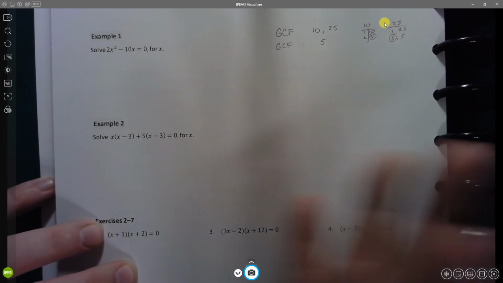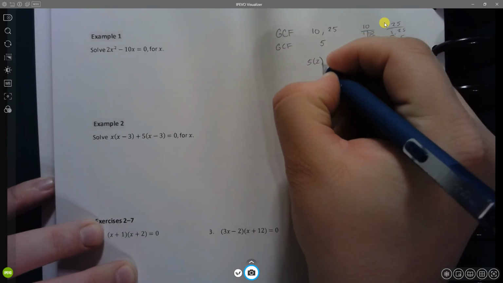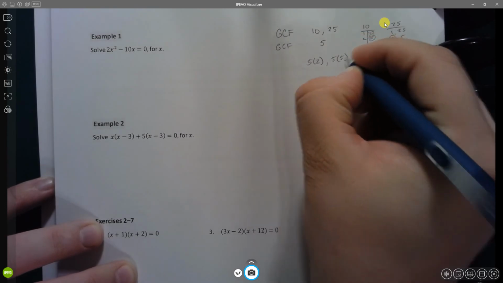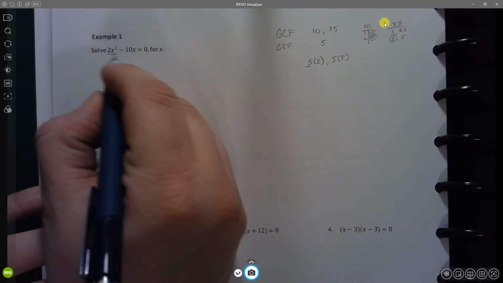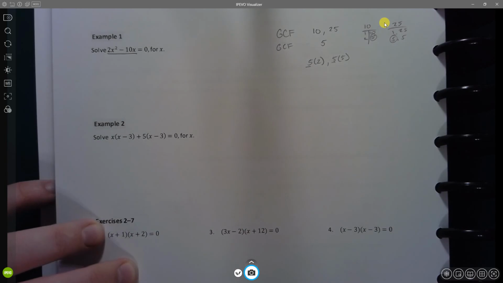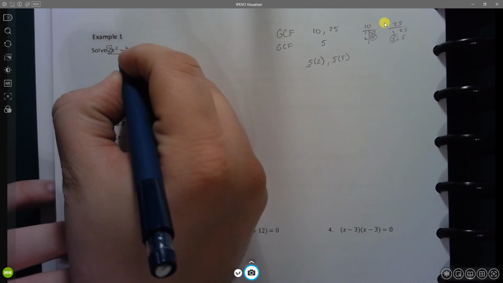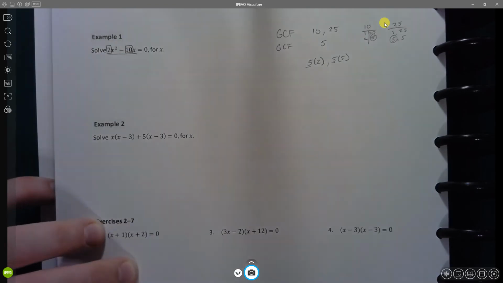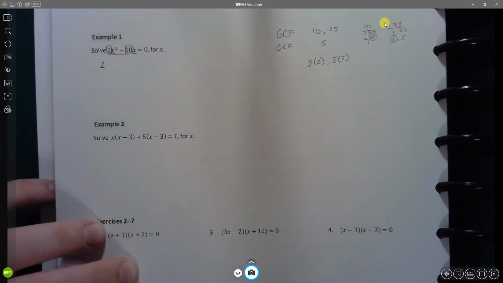I can pull out a 5. Think about it. This 10 now becomes 5 times 2. This 25 now becomes 5 times 5. If I pull out a 5, then I can reduce the factors. It's no different than a factor tree. So look at 2x squared minus 10x. What's the greatest common factor that I can pull out from this? Well, let's start off with the numbers, the 2 and the 10. What's the greatest common factor of 2 and 10? A 2. What about x squared and x? Can I pull out greatest common factors there?